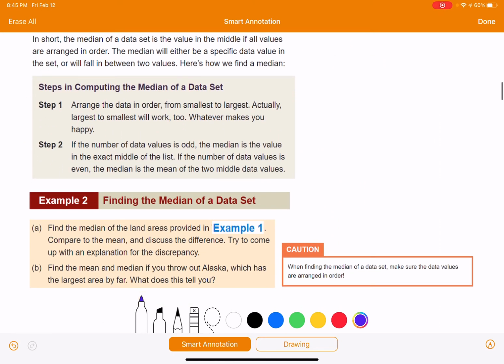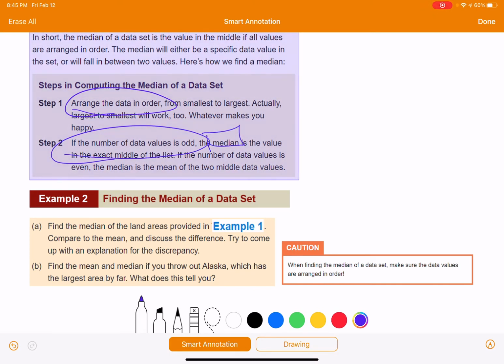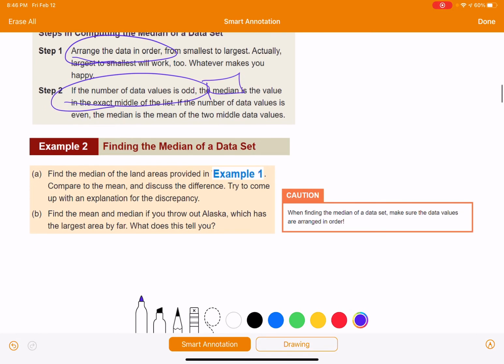All right, let's look at the median. The median is always the middle number. The first thing we have to do is always arrange our data in order from least to greatest. If we end up with an even number of values, then we have to find the mean of the 2 numbers in the middle. So find the median of the land areas provided in example 1. Compare it to the mean and discuss the differences.